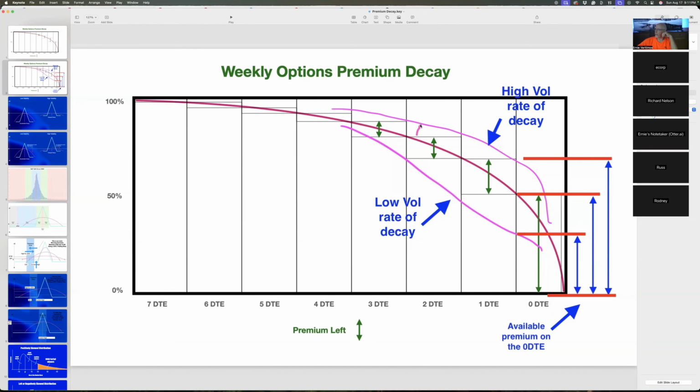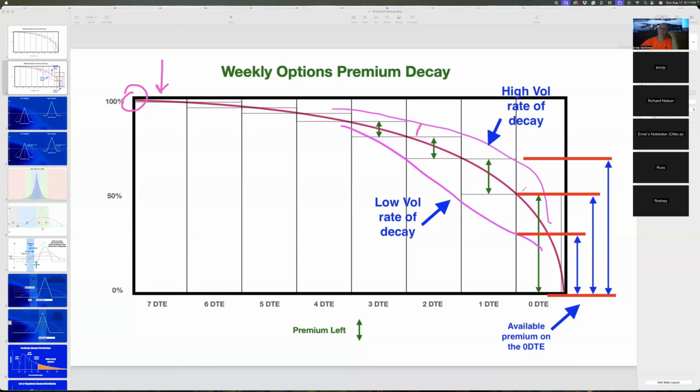So what I'm showing here is the rate of decay of premium. The magenta line is the amount of premium that's in options on each day of the week. We trade weekly options primarily, and so each column is a day of the week. It starts off with a lot of premium way up here, slowly decays until we get near the end of the day. Now this is a normalized view.